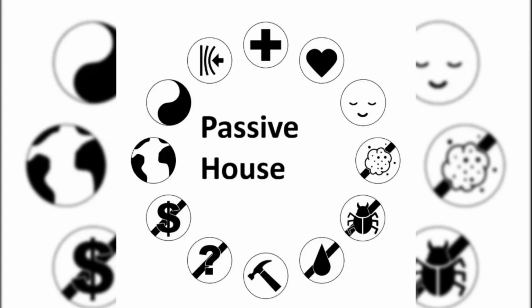By combining these 10 principles, passive house design delivers buildings that are durable, low energy, and exceptionally comfortable places where people can truly thrive. Thank you for learning with me. By applying these principles, we're building not just for today, but for our future.